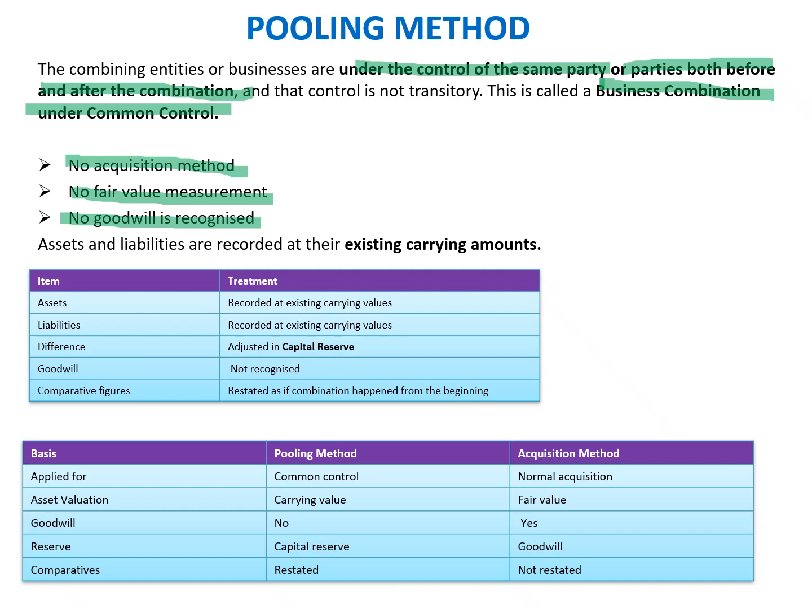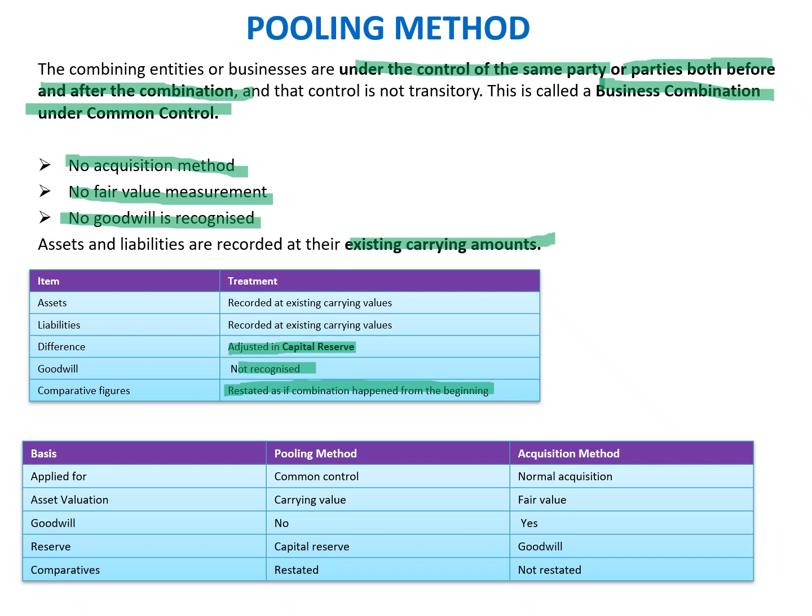So in this situation, what we have to do is record assets and liabilities at their existing carrying amounts. It's very simple. Assets would be recorded at the existing carrying value, and liabilities would be recorded at the existing carrying value. The difference is adjusted in the capital reserve. Goodwill is not recognized. Comparative figures are restated as if the combination happened from the beginning. So this is most important. Comparative figures have to be restated assuming the combination was effected from the beginning.